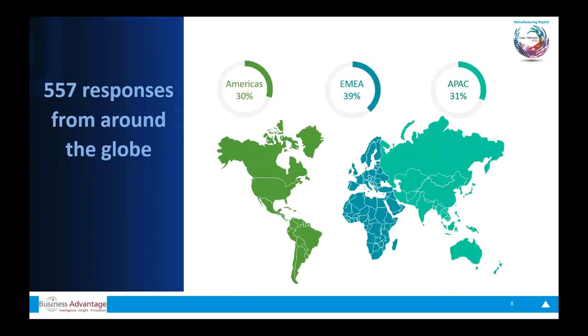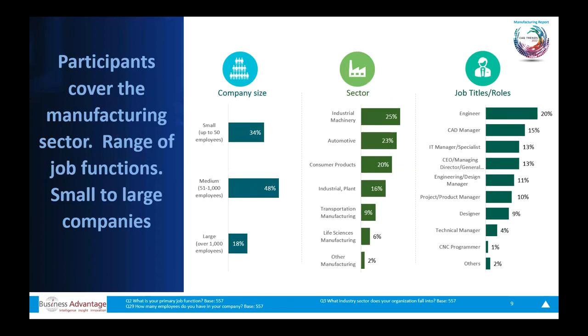This is a truly global study, as you see, 557 responses, 30% from the Americas, it's 168 responses, 218 from EMEA, and 171 from APAC. Next slide, please. So just the breakdown of the sample. To get meaningful sample sizes that can be analyzed, we over-indexed or increased the weighting on the medium and large companies. So we looked at more medium and large companies than you would have in a census of all company types globally.